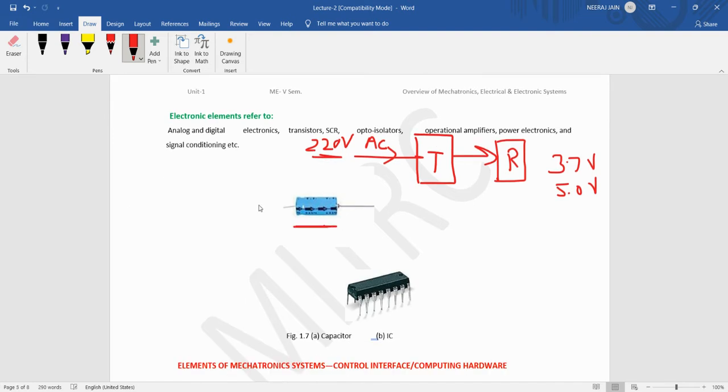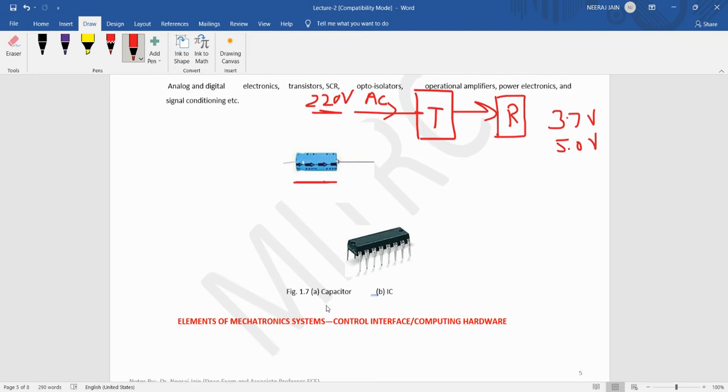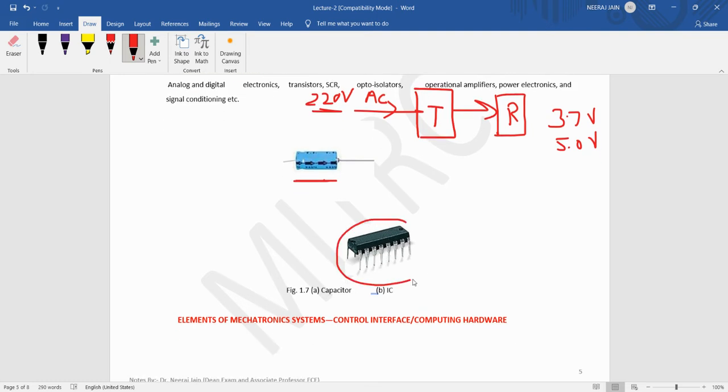Now the capacitor is used to store the voltage, and we can see that the IC has made all the devices compact in size. Before the development of the IC, the circuits were of very large size, but after 1970, when semiconductor technology was developed and ICs were made, they reduced and compacted the size of our systems.